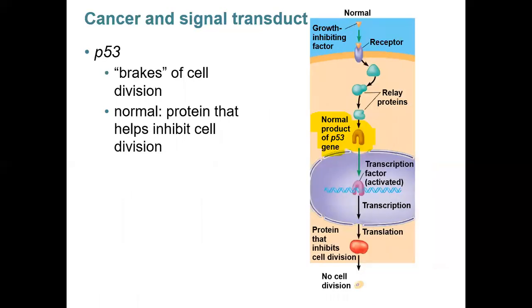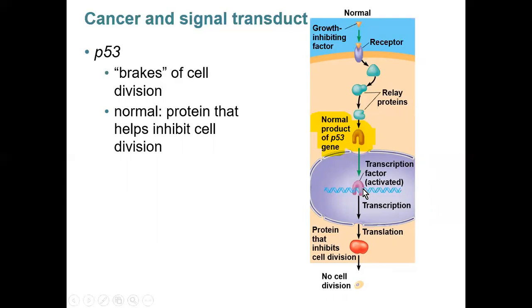All right, now let's talk about P53. Remember, this is like the brakes of cell division. It prevents the cell from dividing. Normally, if the body wants to keep a cell from dividing, it will send that cell a protein called a growth inhibiting factor. The growth inhibiting factor binds to a receptor on the surface of the target cell, and that causes a chain of events signaled through proteins activating one another, leading to creation of a protein that stops cell division. So the P53 protein is part of this signal transduction pathway.